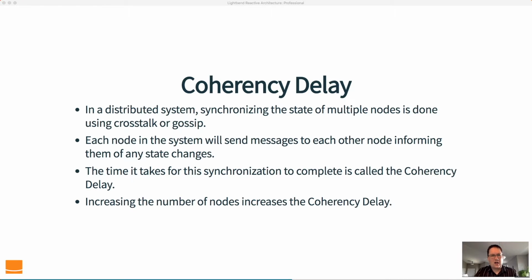But this does take time, and the time that it takes to reach this synchronization is what we call coherency delay. If we increase the number of nodes in the system, it's going to take longer for the messages to flow through, and as a result, we will increase the coherency delay.